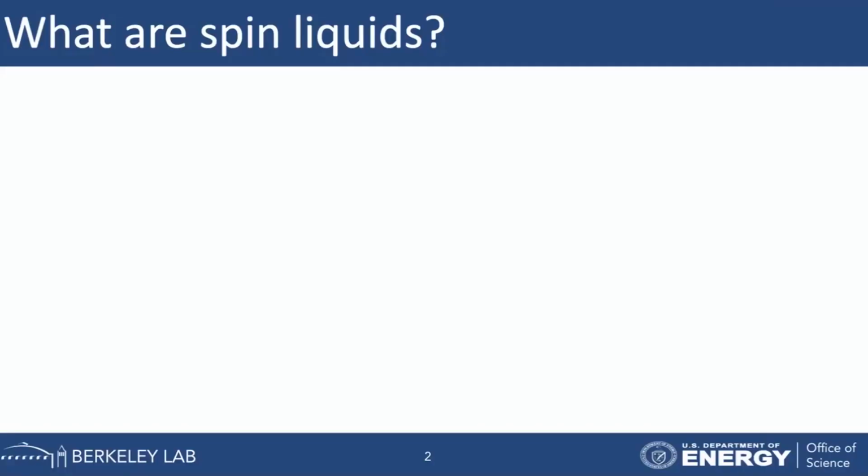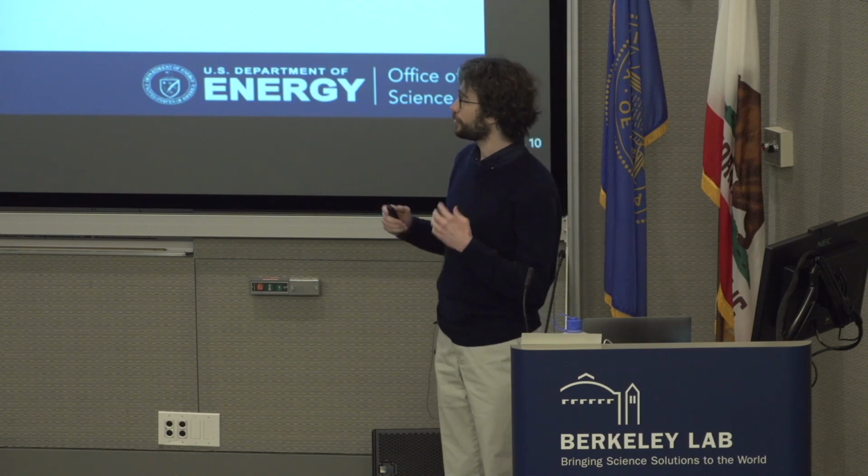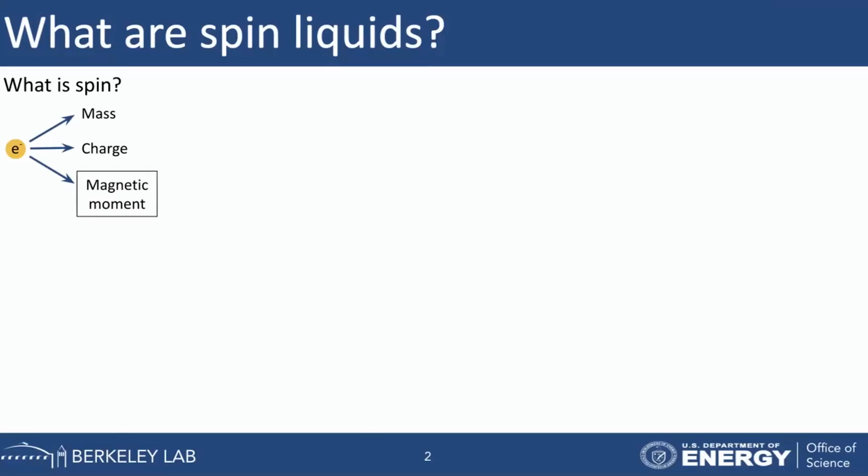So the first question which you might ask is, what are spin liquids? And to answer that, maybe the first question is, what is spin? We know that electrons are particles which have various properties, such as mass and charge, and it turns out they also have what we call a magnetic moment. That means that every electron acts as a small magnet, and this is what we refer to as electron spin. And we illustrate it by a little arrow indicating a small bar magnet with a north pole and a south pole.